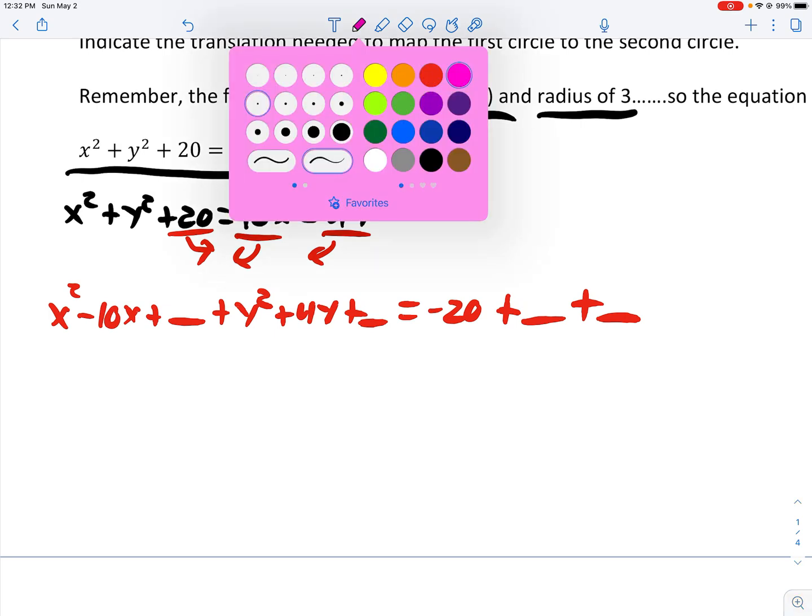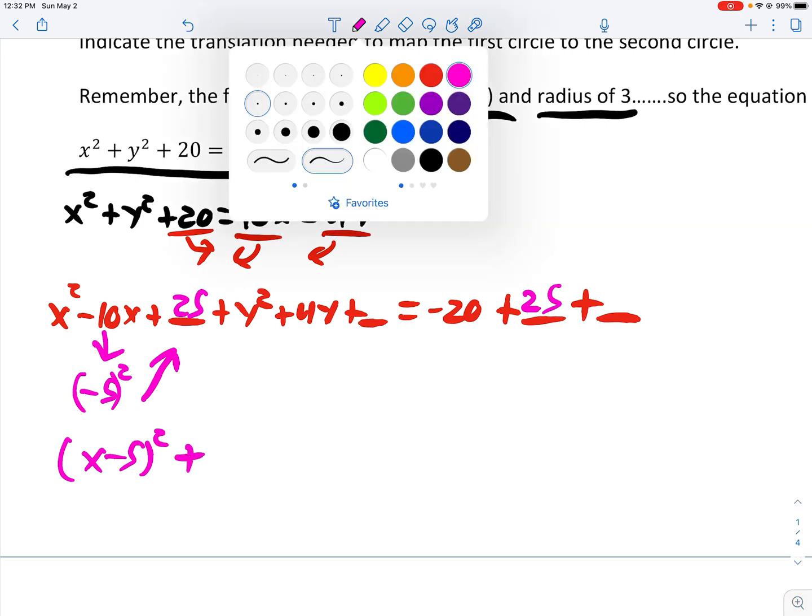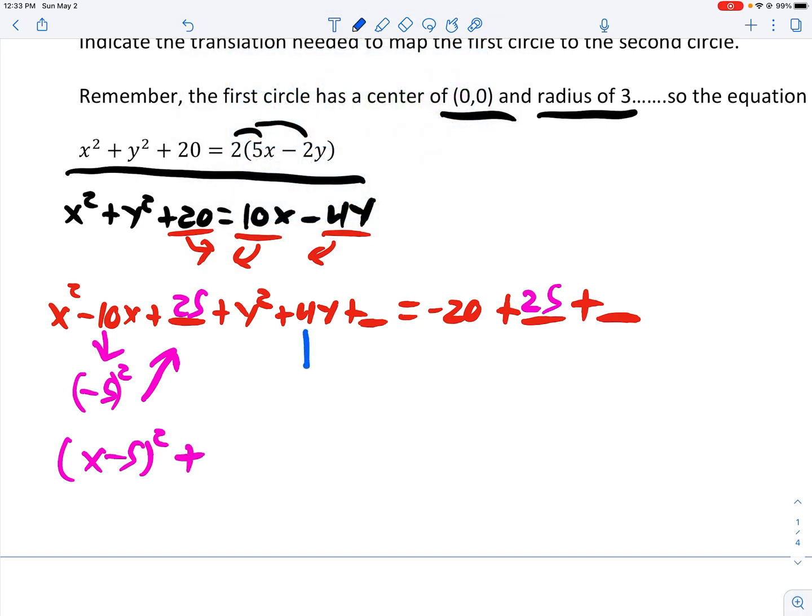So now I can complete the square. B term, divide by 2, negative 5 squared. So it's 25 because you're squaring it. So 25. So this is x minus 5 squared. All right, now repeat the same thing for the y. The b term is 4, divide by 2, square that. So I'm adding 4 to both sides. So this is y plus 2 squared.